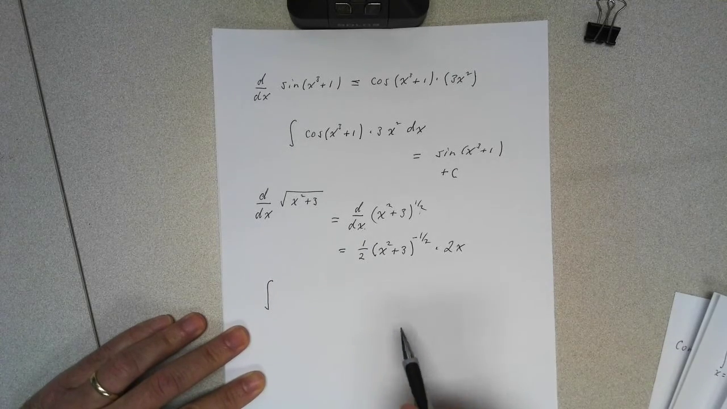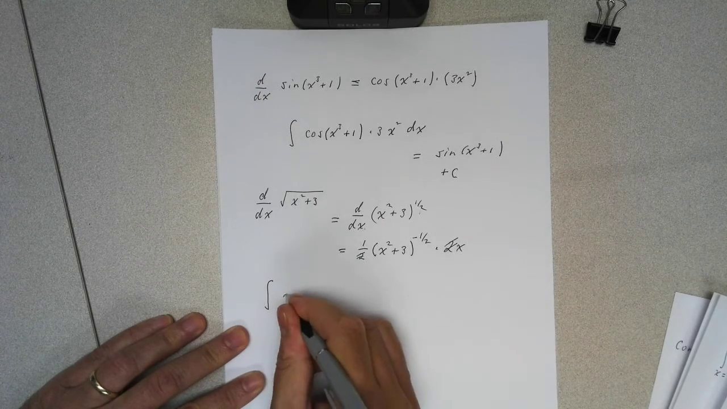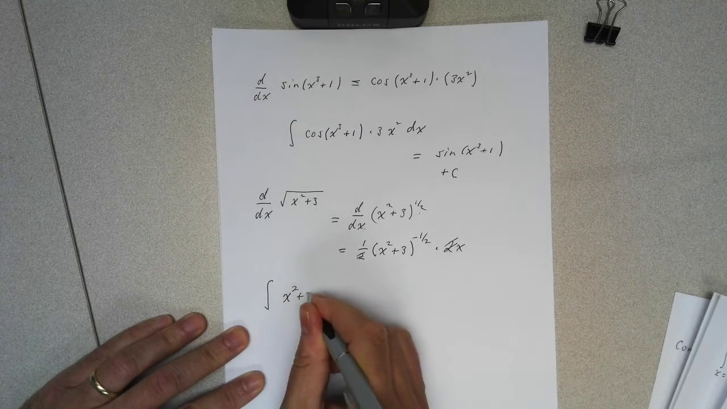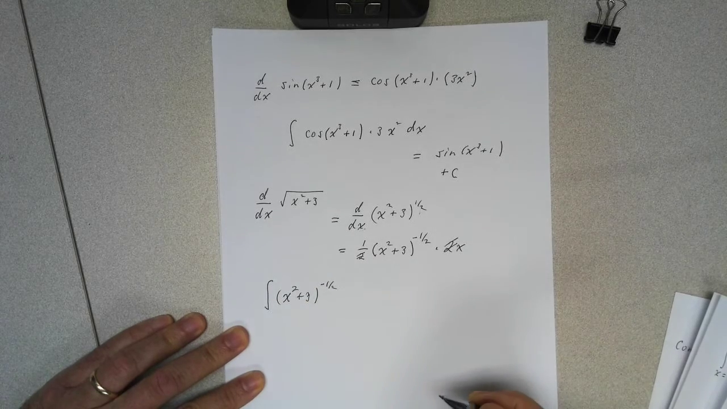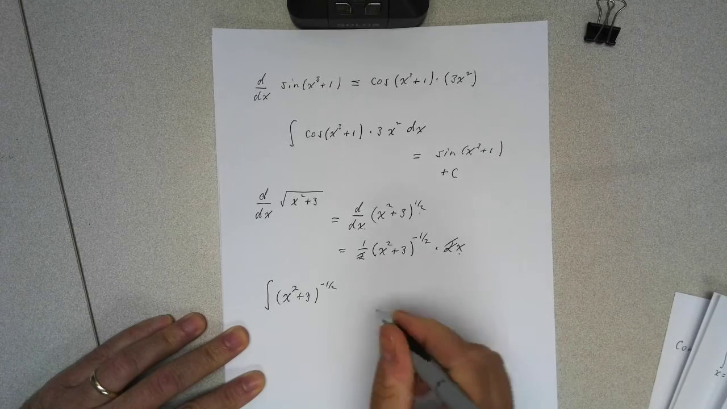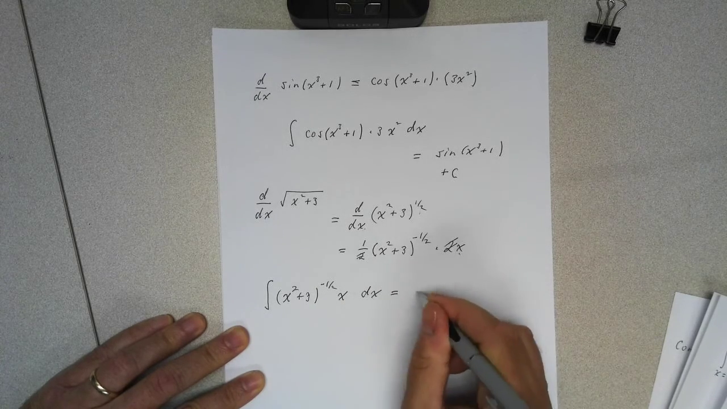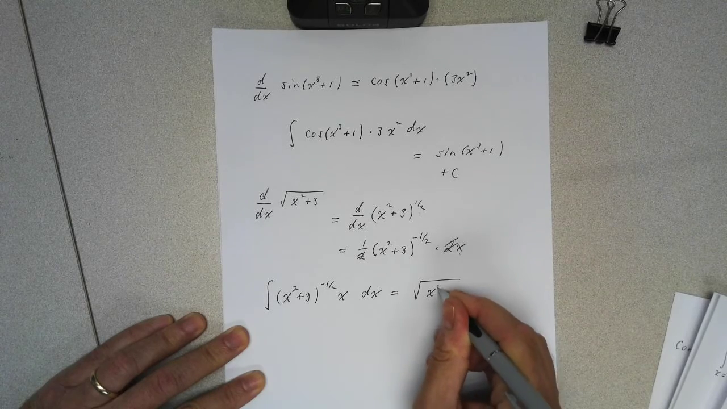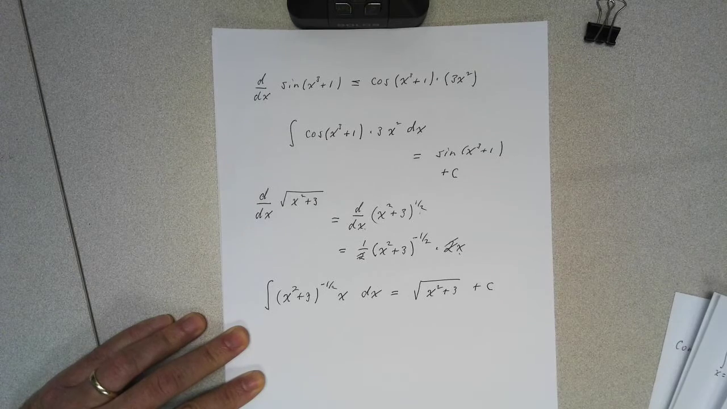Now we could write this as an indefinite integral statement. The indefinite integral of, the 2's would cancel, x squared plus 3 to the minus 1/2 times this x dx is equal to the square root of x squared plus 3 plus our arbitrary constant.